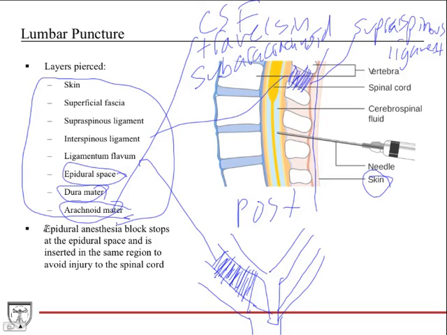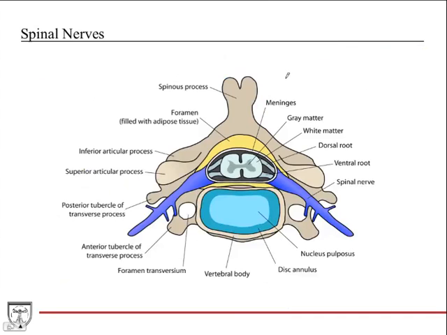Epidural anesthesia block, which often is given for pregnant women, and then also in other cases as well, stops at the epidural space, so it would stop in here, and it would not go through the dura, not through the arachnoid. You're not trying to collect CSF with that. That's an anesthetic procedure. But again, you would want to insert it into the same region because you want to avoid any injury to the spinal cord. Because even though you're not sticking it in through the dura, if a mistake was made, you don't want to be anywhere near the spinal cord to cause any damage.